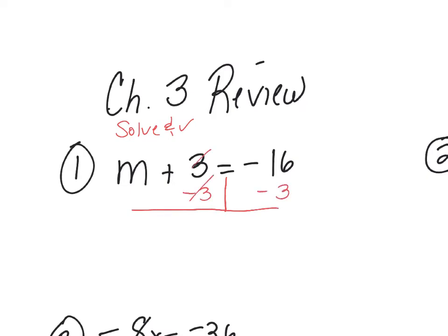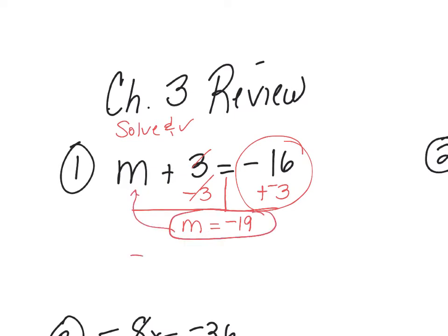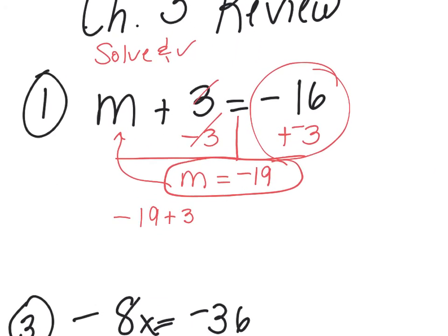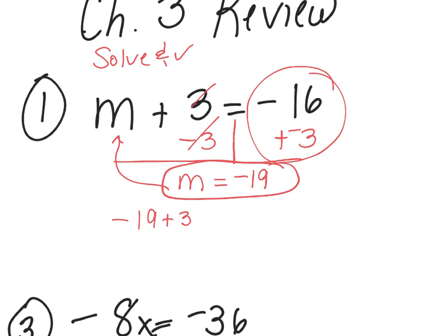These cancel out. I'm left with m is equal to, what do I do on this side? Sam? Yes, are you going to make sure you do that, Samuel? Yep. What do we get? Negative 19. Okay, we're going to stick it back up in there for m. We're going to write negative 19 plus 3. What is negative 19 plus 3? Negative 16, is that what we wanted? Yep, that's what we wanted right here. Checks.